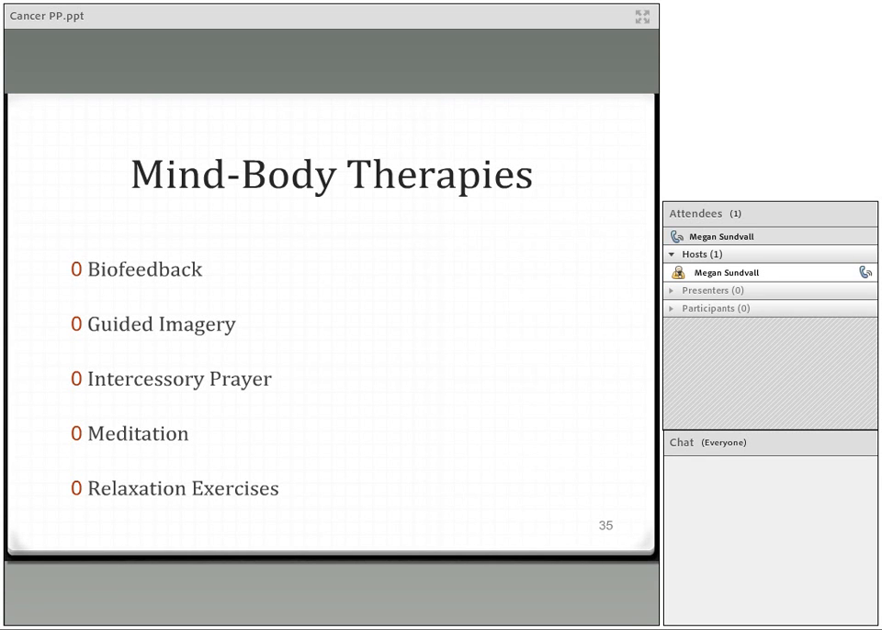Intercessory prayer is defined as a group of individuals that holds their focused thought for healing on behalf of someone else. So sometimes people think of these like a prayer chain, so you're praying for someone else. And we've seen research that shows that it's beneficial in increasing emotional well-being, reducing anxiety, and lessening depression.